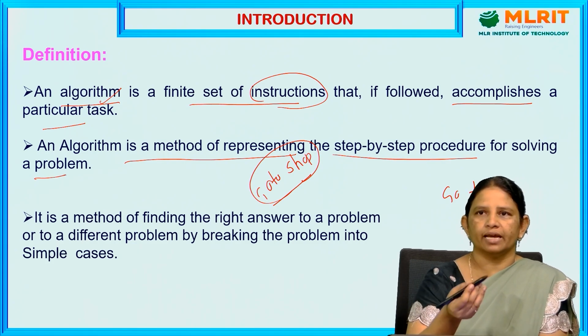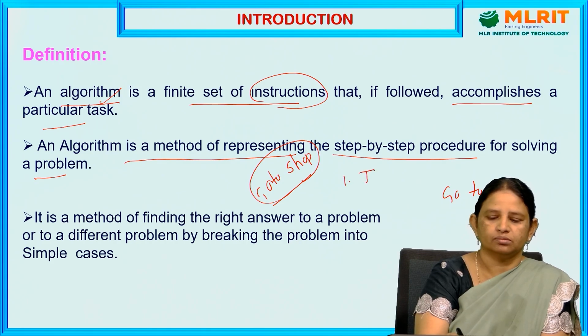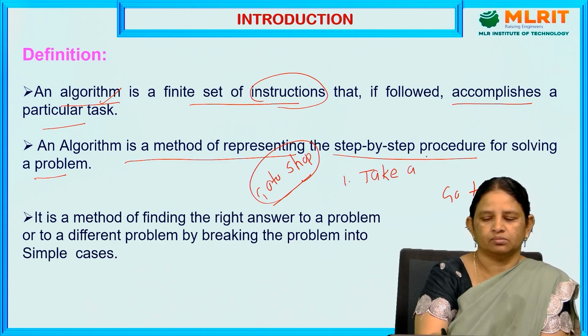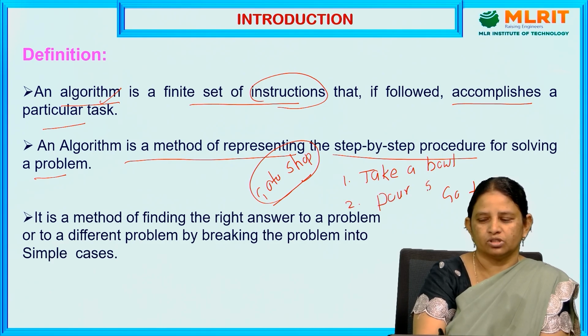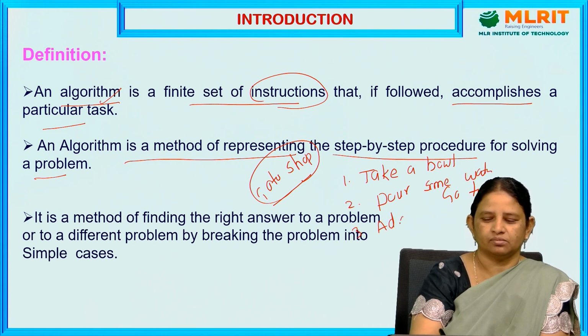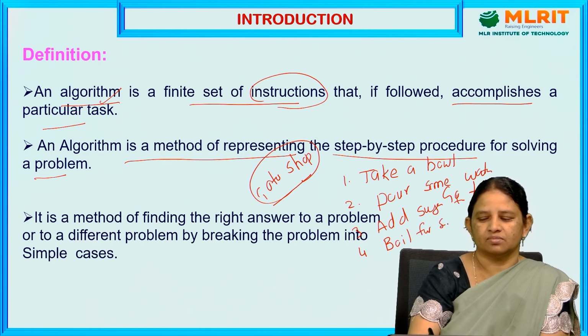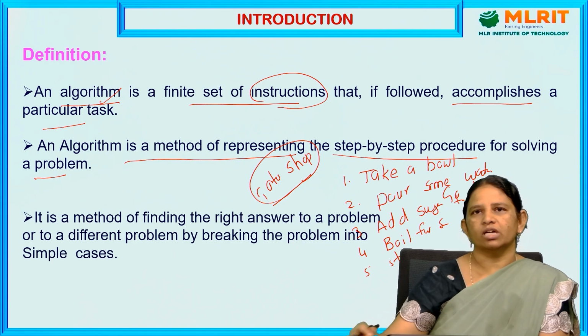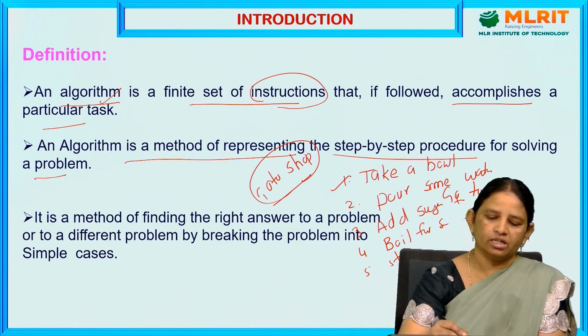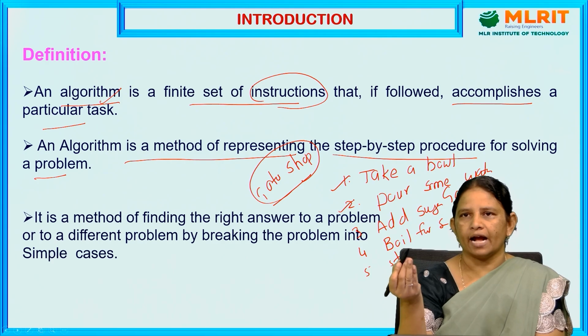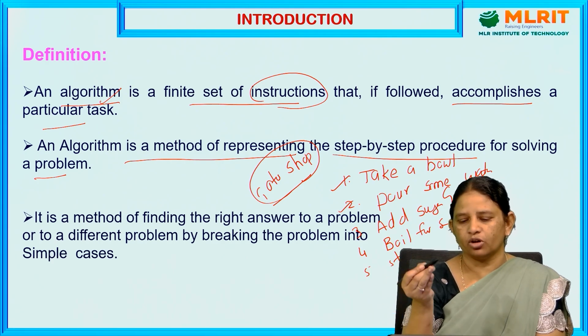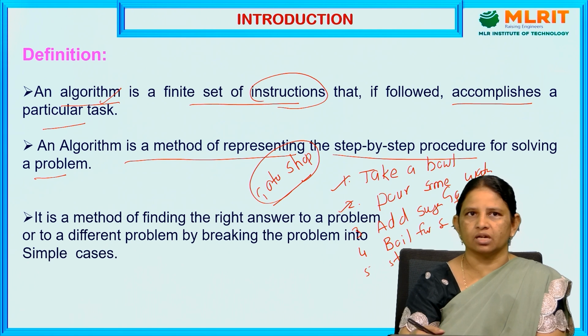For example, prepare a cup of tea. Step 1, take a bowl. Step 2, pour some water. Step 3, add sugar and tea powder. Step 4, boil for some time. Then stop. This is the step-by-step procedure for solving a problem.